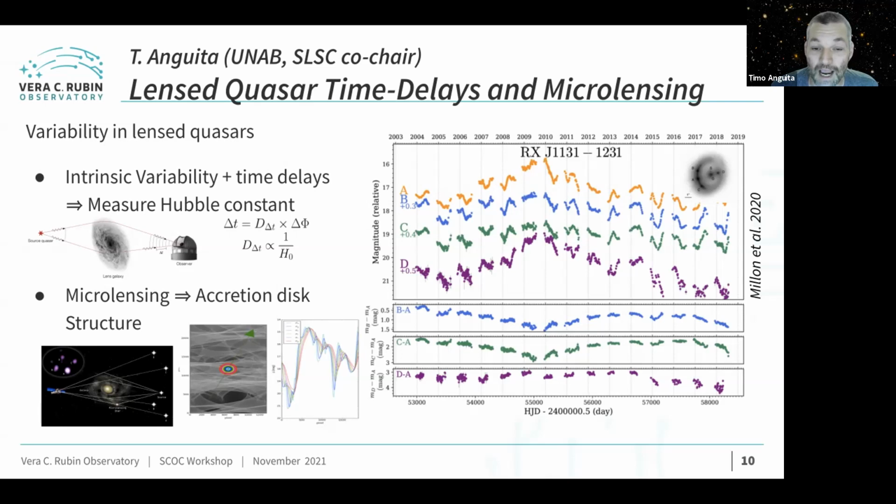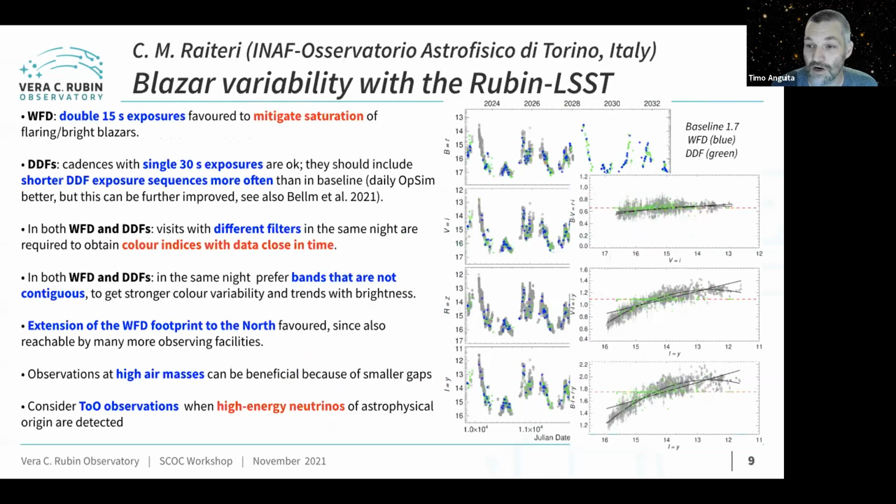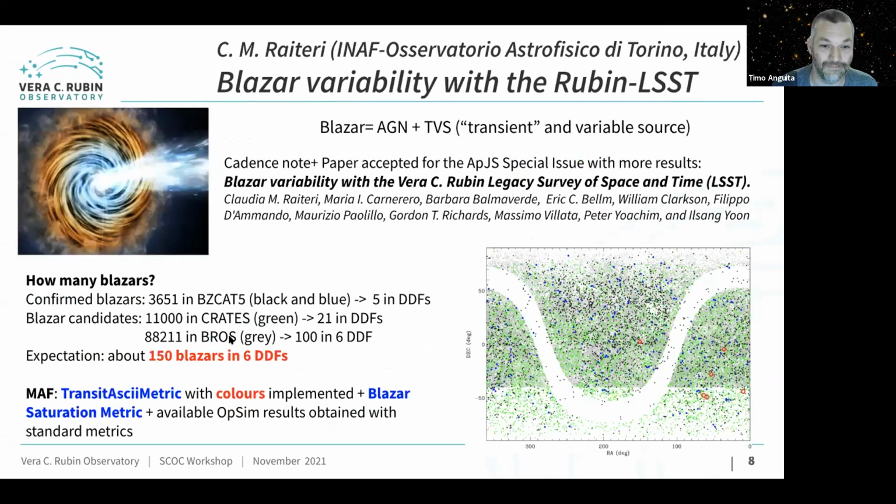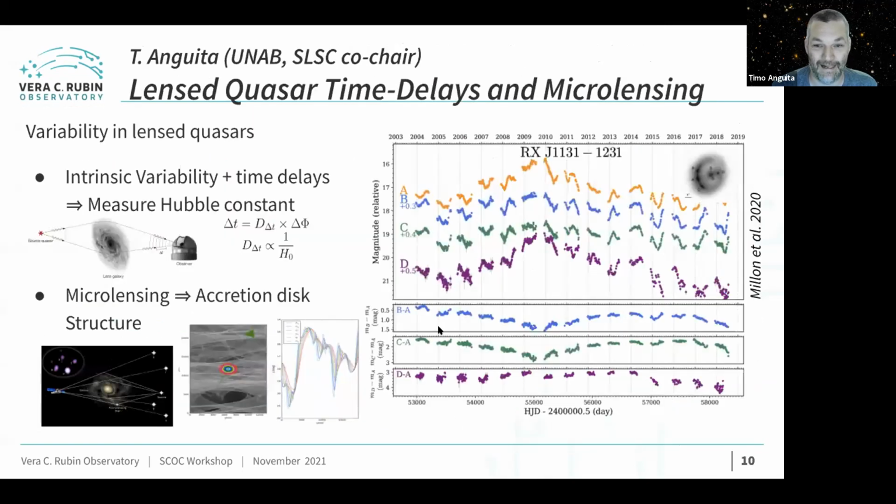On the right, you can see a lensed quasar. You have the 4 images of the lensed quasar that are varying. And here you have the two phenomena.